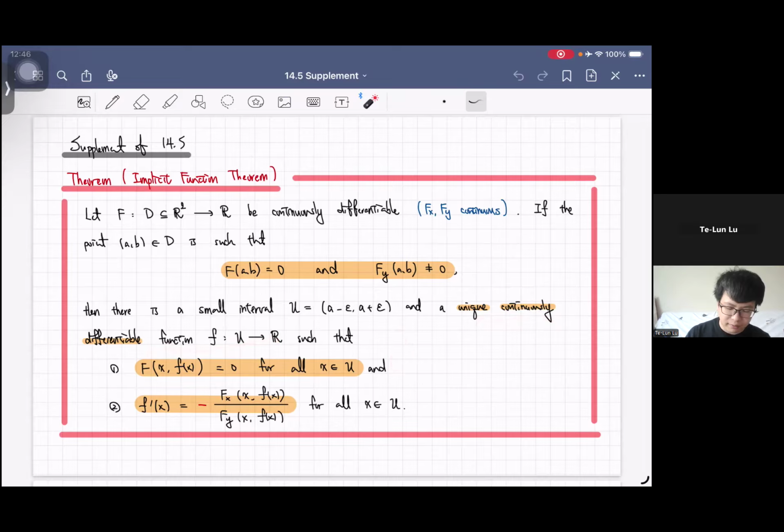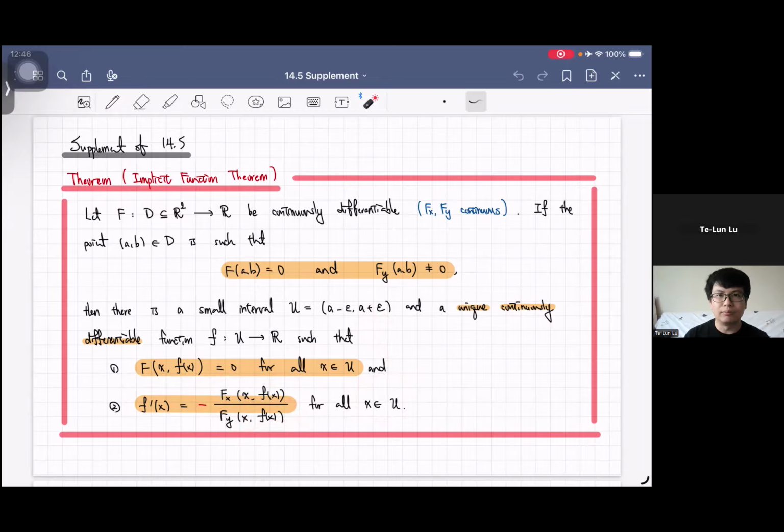First of all, f satisfies this equation: capital F of (x, f(x)) will be 0. So basically, this point lies on the level set F(x, y) being 0. And this holds for every x belonging to this small interval. Secondly, that function is differentiable on that interval, and the derivative can be given by this formula: f prime of x is equal to minus capital Fx, plugging in the corresponding point, over capital Fy, plugging in the corresponding point, for every x in that interval.